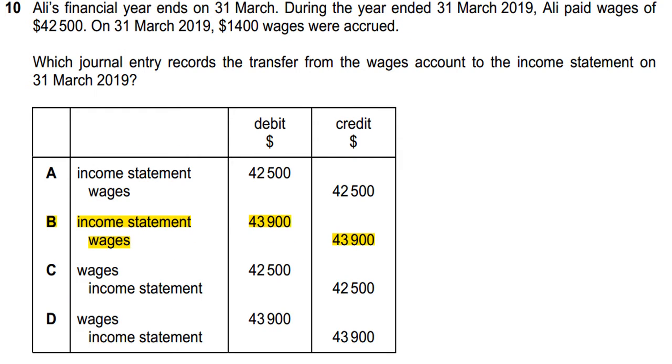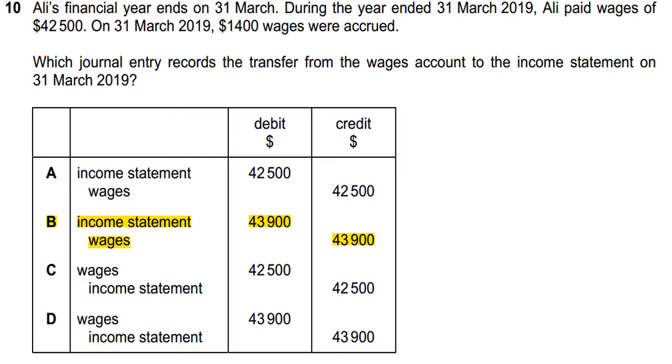And number 10 is, Ali's financial year ends on 31st March. During the year ended 31st March 2019, Ali paid wages of $42,500. On 31st March 2019, $1,400 wages were accrued. Which journal entry recorded the transfer from the wages account to the income statement on 31st March 2019? And option B is correct. Income statement to wages, 43,900.